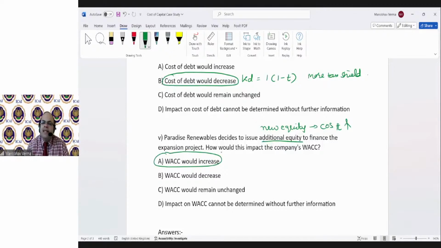Guys, very rightly selected, because we all understand that the cost of equity is the most expensive source. A, the dividends are not tax deductible, and B, there are the expectations of the shareholders' perspective. Very nice. So it will increase. Absolutely correct.